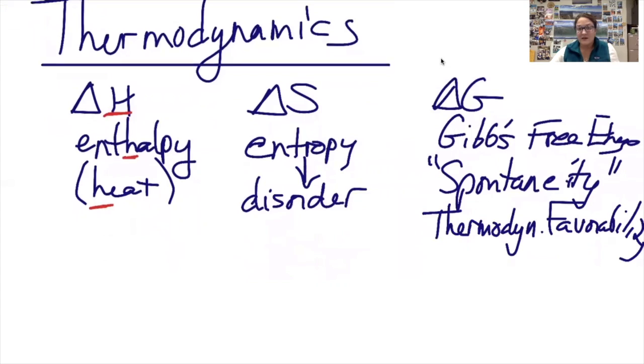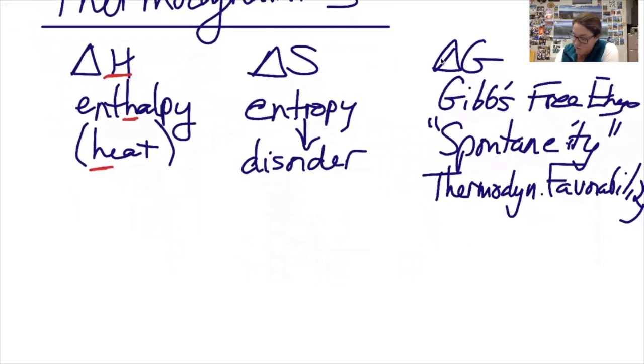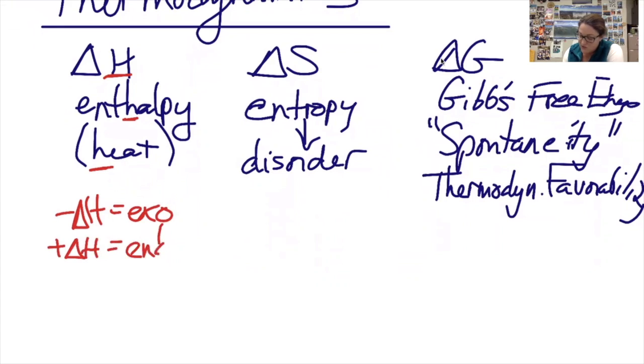Okay. Sign conventions that you need to know for each. Delta H, you should know already that a negative delta H is exothermic and a positive delta H is endothermic. You've used heat when doing products minus reactants, etc. You also looked at energy profiles, like for an exothermic reaction, it looks something like that.